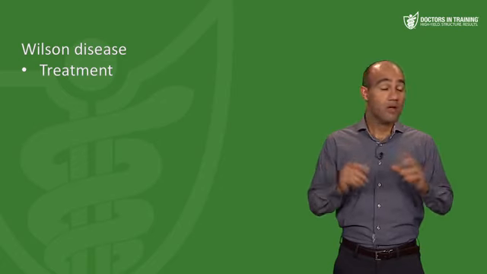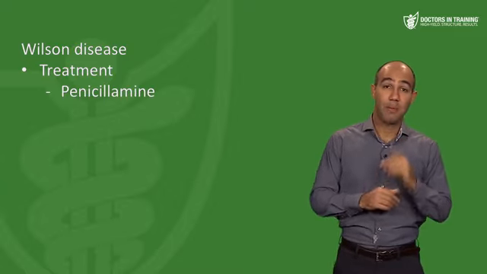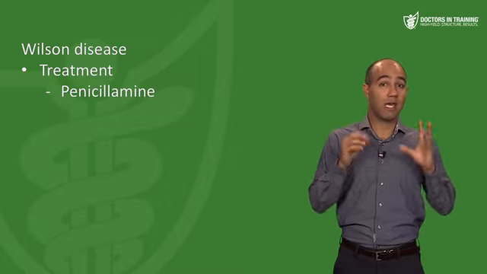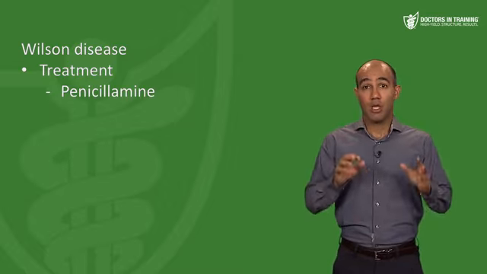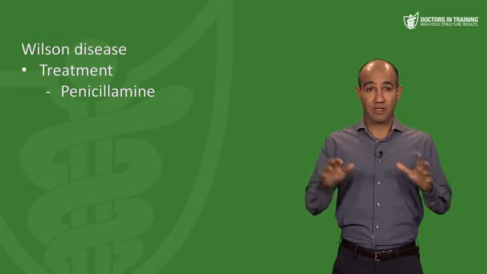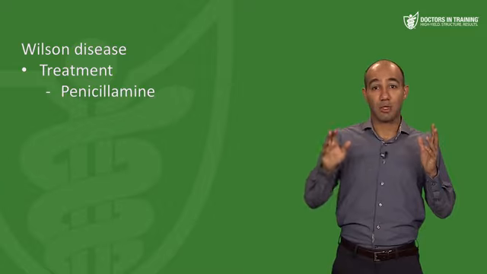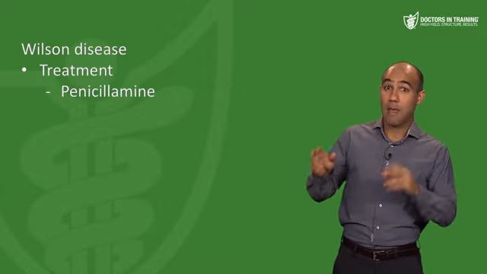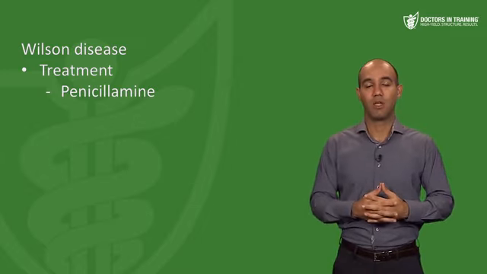All right, so how do we treat Wilson's disease? Penicillamine, that's the drug to remember. Penicillamine chelates copper and allows for excretion through the urine instead of into the bile. This is pretty easy to remember because it's a copper disorder, and pennies are made of copper, sort of, and you treat this copper disorder with penicillamine. So that's Wilson's disease. All right, on to another metal accumulation disorder, hemochromatosis.